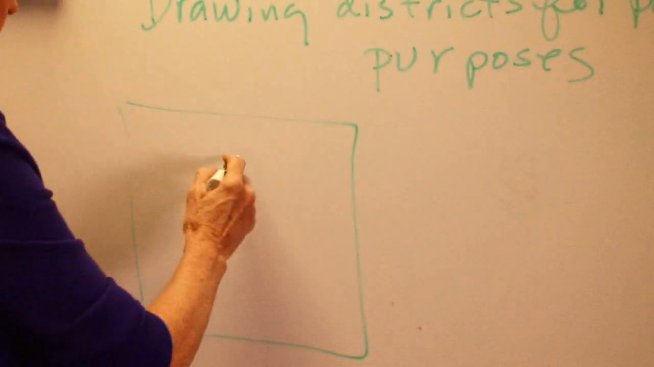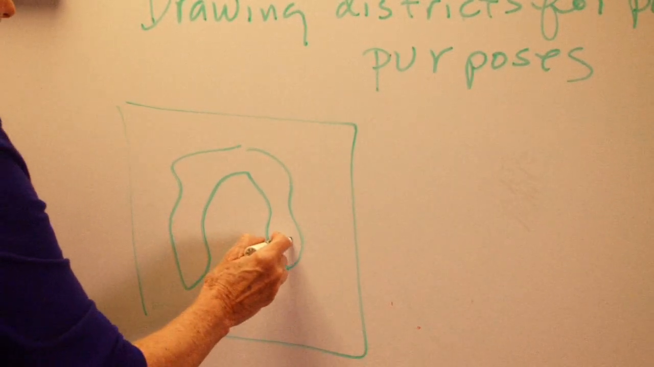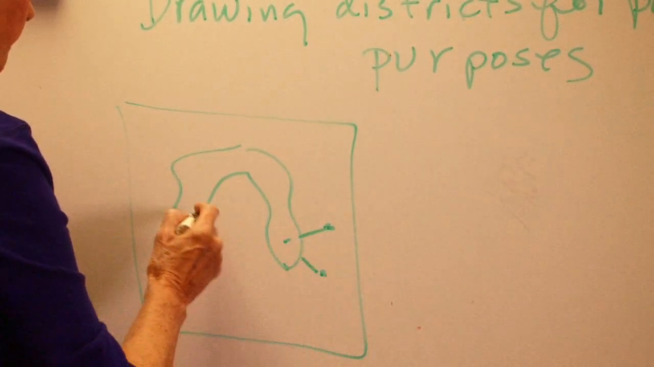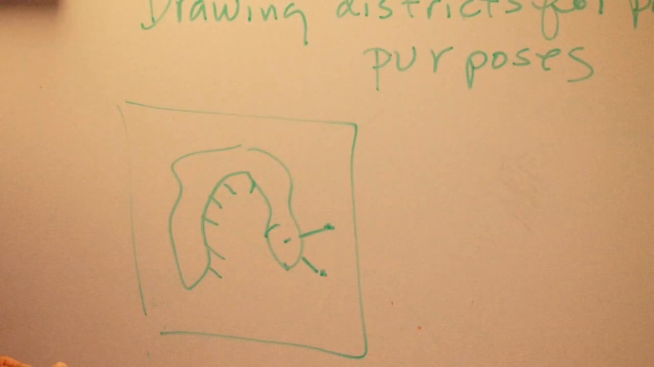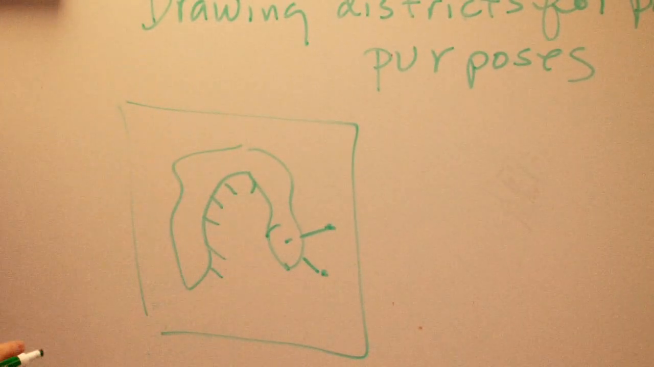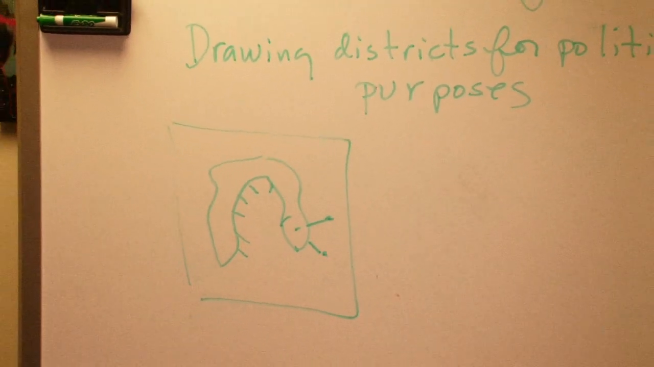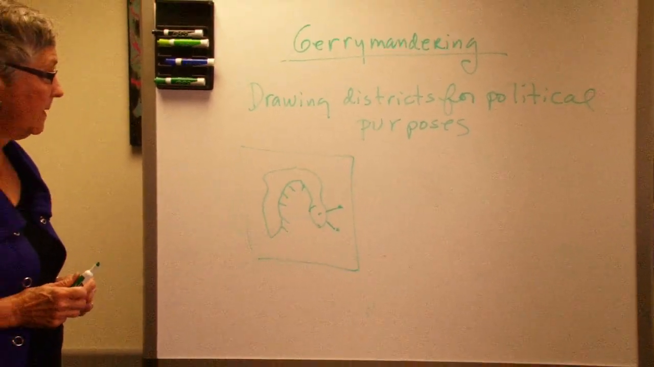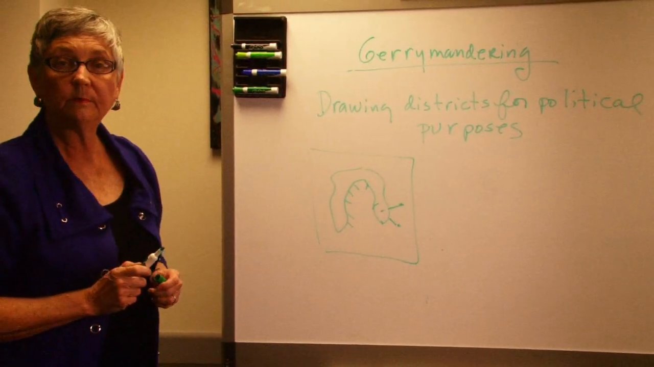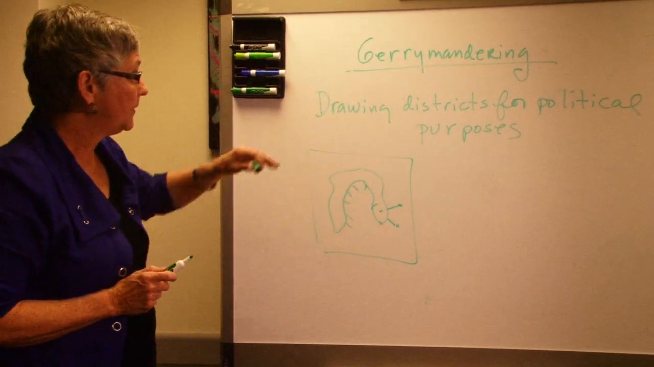And somebody, when they saw the configuration of the district, said, you know what, that looks like a salamander. And the guy that was in charge of it in the state was an old judge named Elbridge Gerry, who was one of the founding fathers. When somebody said, that looks like a salamander, somebody said, no, it's a Gerrymander, from his name. So that's where that came from.